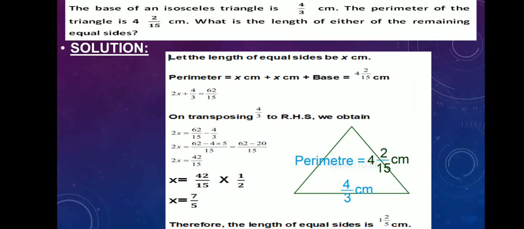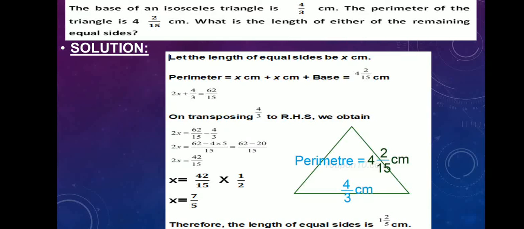And since the perimeter of the triangle is the addition of all these sides, that means side 1 plus side 2 plus side 3 is equal to 62 by 15. That means x plus x plus 4 by 3 equal to 62 by 15. 2x plus 4 by 3 is equal to 62 by 15. Since 4 by 3 is getting added on the left hand side, in the next step it will get subtracted from 62 by 15. So 2x is equal to 42 by 15.